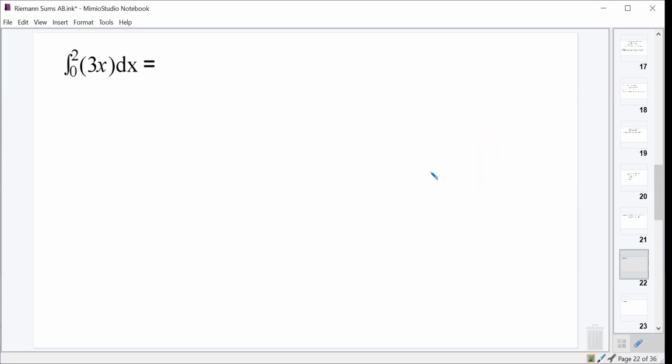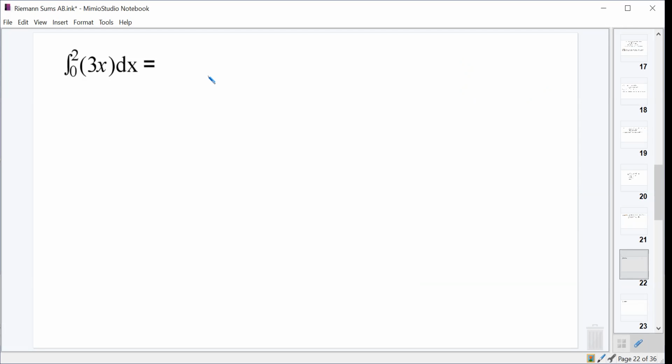So an integral isn't just the area underneath the curve, but that's basically what it's representing, the area between the curve and the x-axis. Okay. Everybody good with that so far? Yeah. Okay.